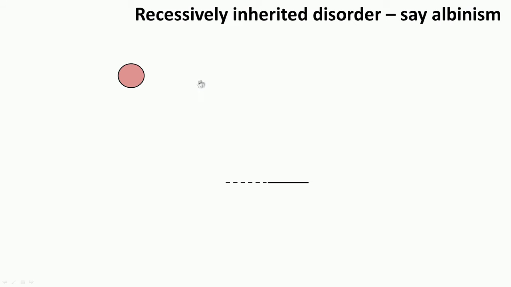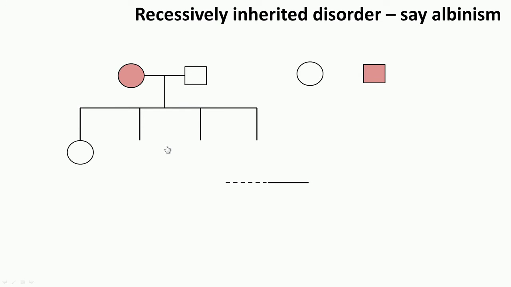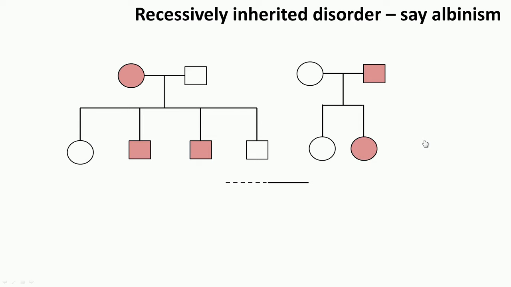Let us say that this is a family that we are considering. A female who has albinism marries a male without albinism, and they have children: a female without albinism, a male with albinism, a male with albinism, and a male without albinism. And these two marry and they produce two children, a female without albinism and a female with albinism.